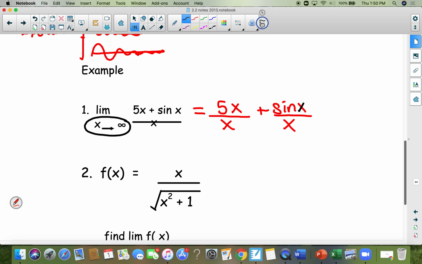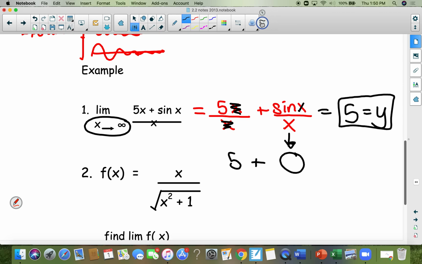So, we know that this is the octopus, right? And we know that if x gets bigger and bigger, it's getting closer and closer to 0 for that one. What happens to these x's? They cancel out. So what is this one getting closer and closer to? 5. What's 5 plus 0? 5. If we graph this, there should be a horizontal asymptote at y equals 5. But don't just put 5 down. Make sure you put y equals 5. Horizontal asymptotes have y equals.